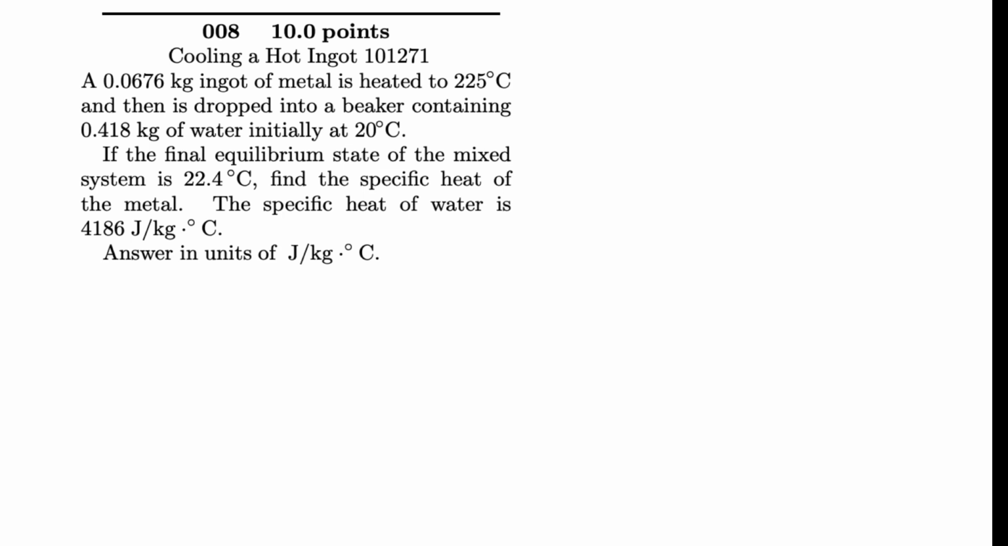Let's practice finding the specific heat of an object. This one says a 0.0676 kilogram ingot of metal is heated to 225 degrees Celsius and then is dropped into a beaker containing 0.418 kilograms of water initially at 20 degrees Celsius. If the final equilibrium state of the mixed system is 22.4 degrees Celsius, find the specific heat of the metal.